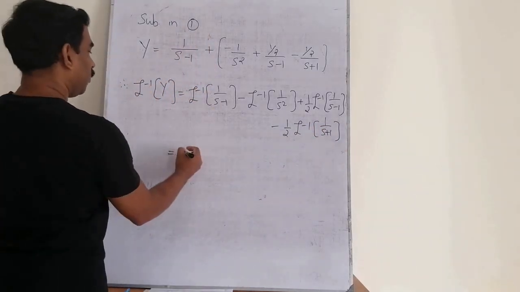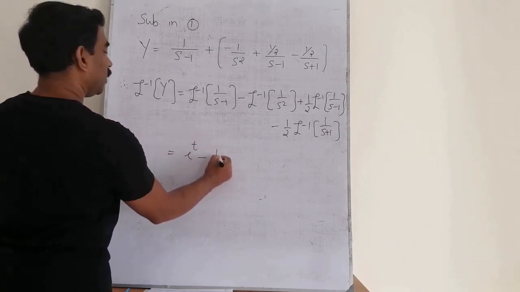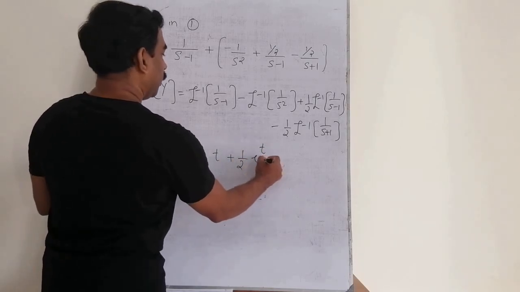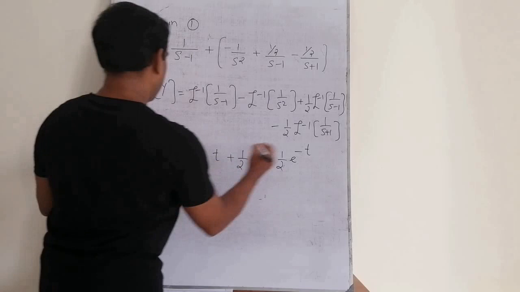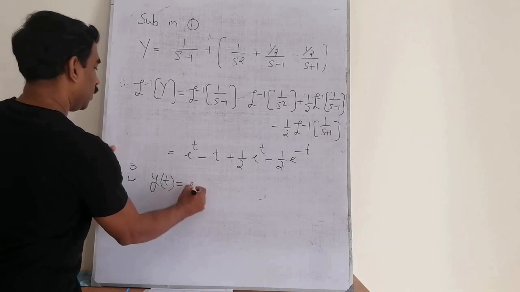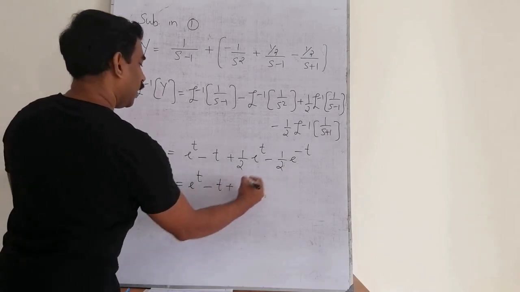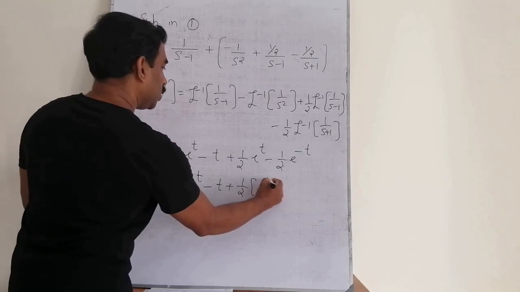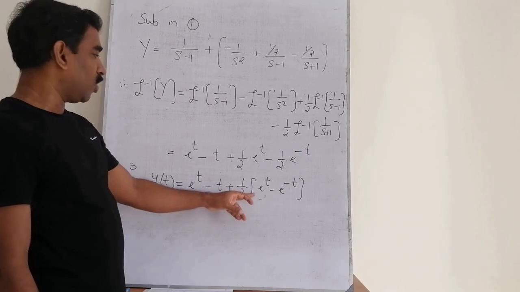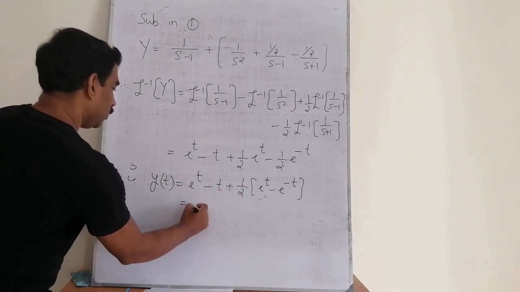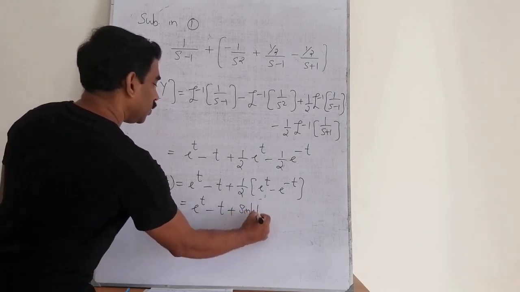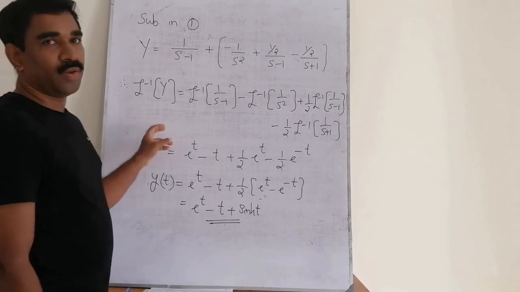This is equal to L inverse of 1 by s minus 1, that is e raised to t, minus L inverse of 1 by s square, which is t, plus half of again e raised to t minus half of e raised to minus t. That is L inverse of Y, or our solution y of t is equal to e raised to t minus t, and we can combine these two expressions as half of e raised to t minus e raised to minus t. And what is the value of that last bracket? This is hyperbolic sine. So this is equal to e raised to t minus t plus hyperbolic sine of t, that is sinh t. So this is the required solution of the initial value problem.